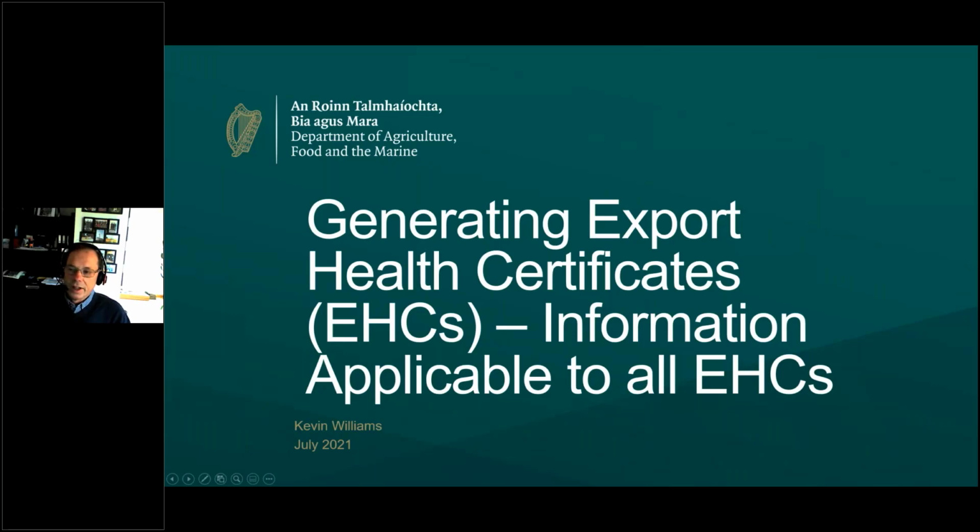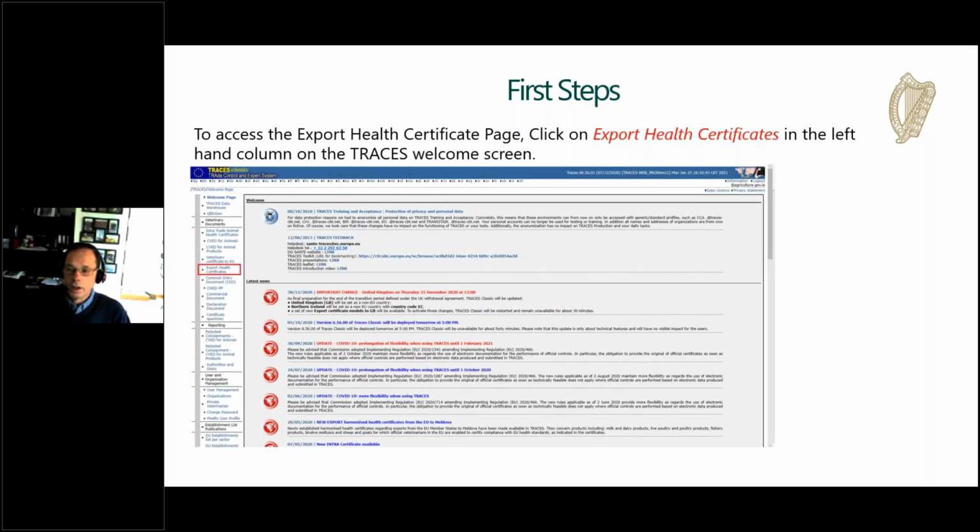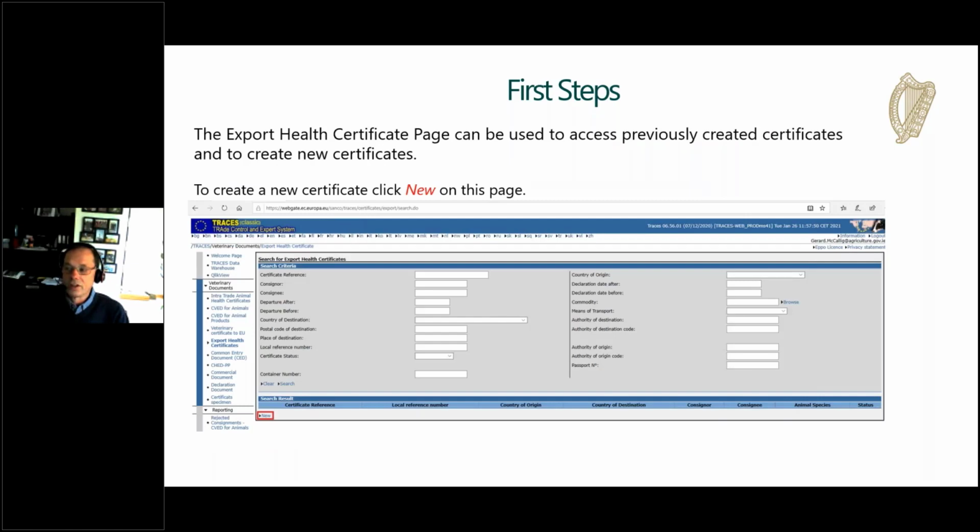To access the export health certificate page, click on export health certificates in the left hand column on the TRACES welcome screen when you log into TRACES. At that stage, this screen will open up in front of you. The export health certificate page can be used to access previously created health certs and to create new certificates. To create a new health certificate, click New on this page. You can see it in the bottom left-hand corner, surrounded in red.